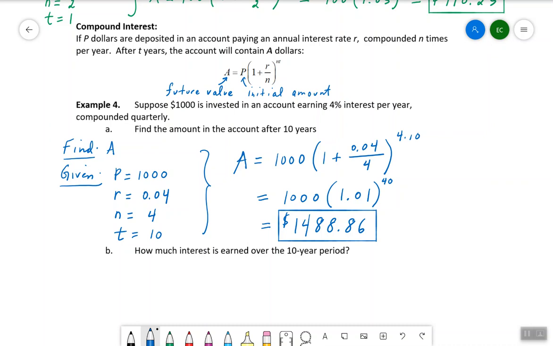Okay, finally, how much interest was earned over that 10-year period? Well, if we started out with $1,000 and we ended up with $1,488.86, then we can find the interest by subtracting. So we'll do $1,488.86, and we'll subtract off 1,000, and the interest earned was $488.86. In the next video we'll look at a few more examples.